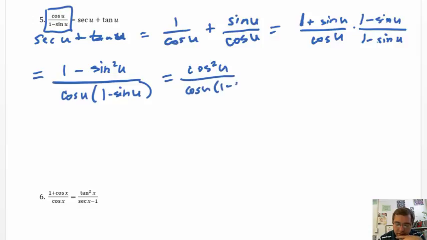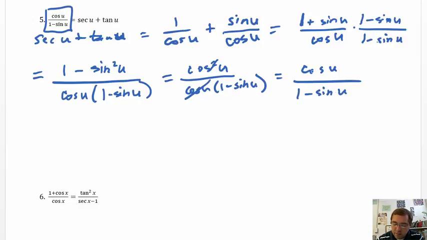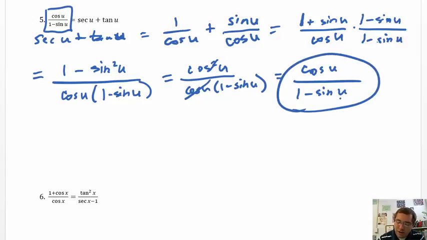So now what I have is cosine squared of u on the top, and a cosine on the bottom. So I'll cancel out that cosine that's on the bottom with one of the ones that's on the top, leaving me with one of the cosines still on the top, and 1 minus sine of u on the bottom. Hey! That's exactly what I wanted.